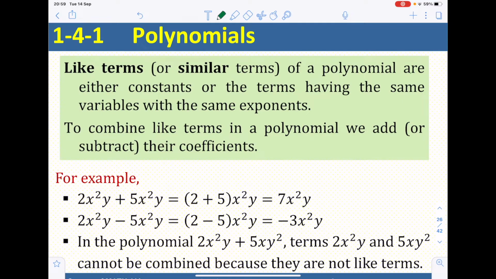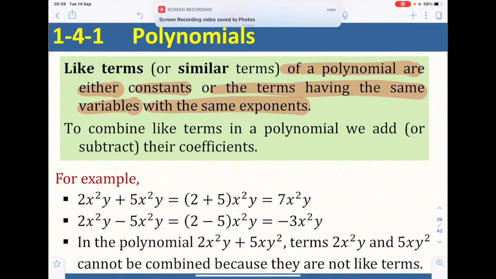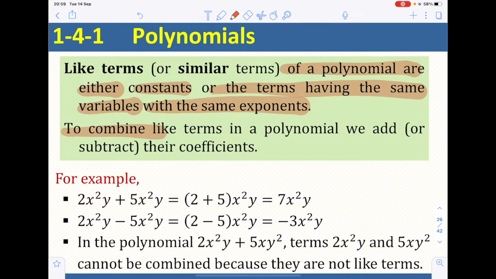Now, how can we add or subtract polynomials? In order to do that, you have to have similar terms. Similar terms, or like terms, of a polynomial are either constants or terms having the same variables with the same exponents. So they have to have exactly the same variables, and the variables have to have the same exponent also. To combine, add or subtract like terms in the polynomial, we just add or subtract the coefficients and keep the variables as they are.